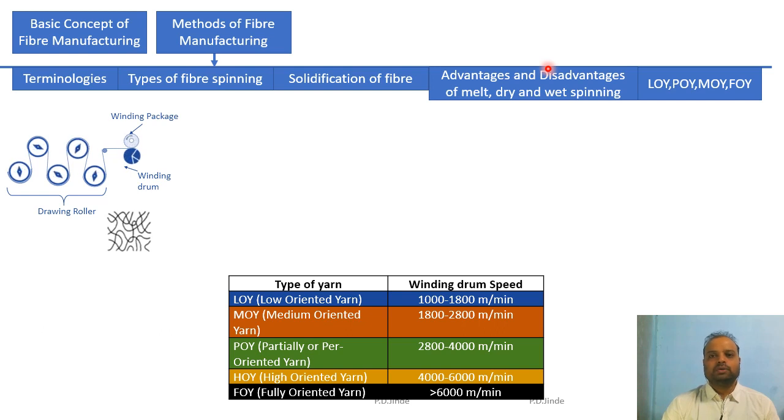Now let's talk about the medium winding speed. When we keep the winding speed at the medium rate, that is 1800 to 2800 meters per minute, it causes medium stretching, and that causes medium molecular orientation. Such a yarn is called MOY. MOY stands for medium oriented yarn. So to produce a medium oriented yarn, the winding speed has to be kept at 1800 to 2800 meters per minute.